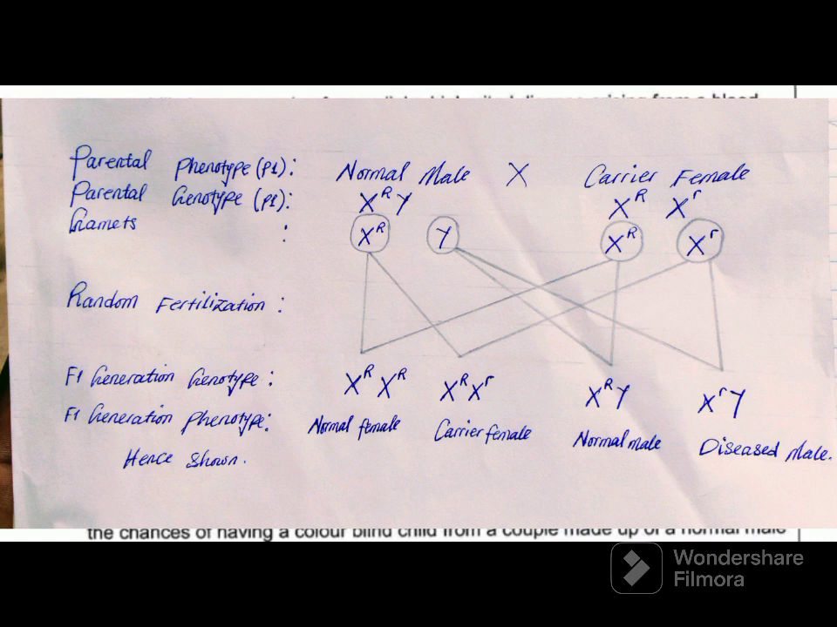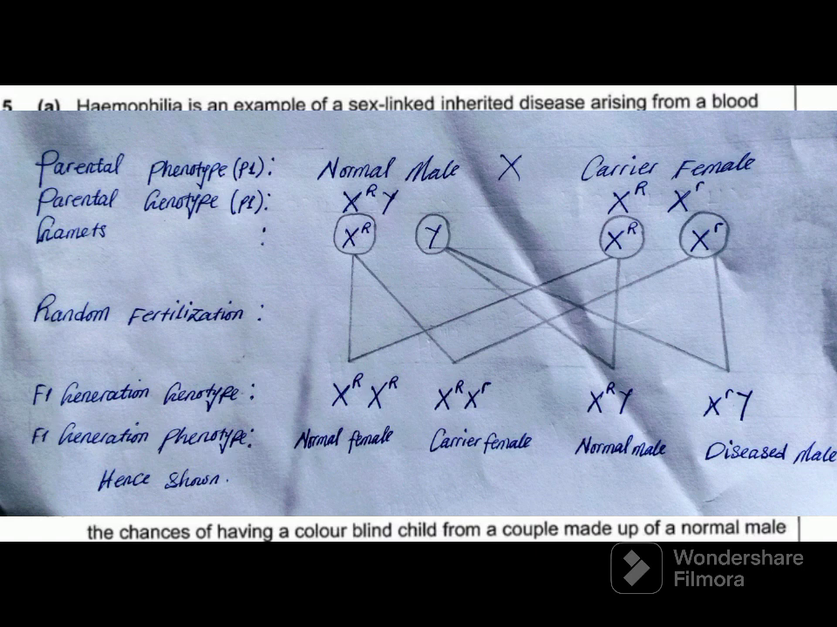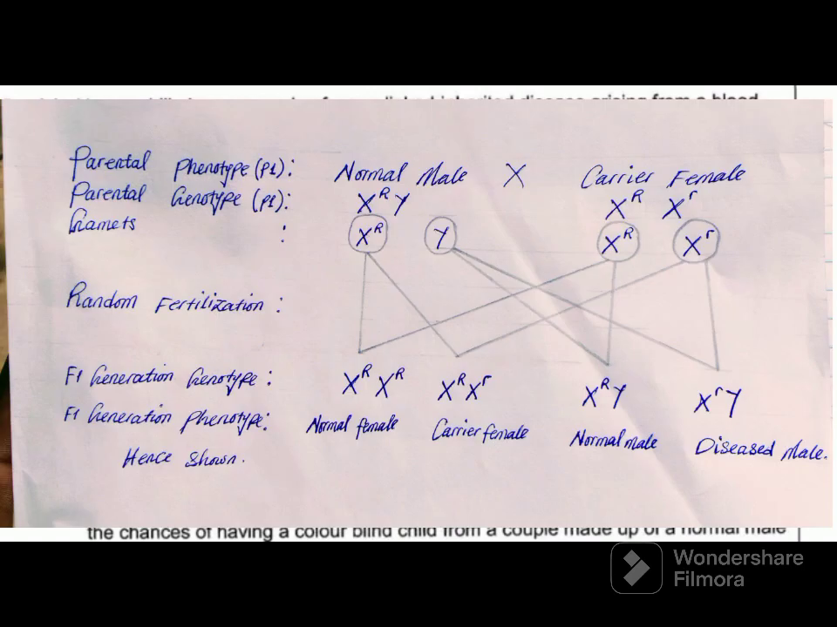Now let us put the information in these respective points we have illustrated here. On parental phenotype, you describe the parent. We are told that the parent was normal for this color blindness. So you can just write normal male crossed with the female parent was a carrier, so you can just write carrier female. You just shorten it.